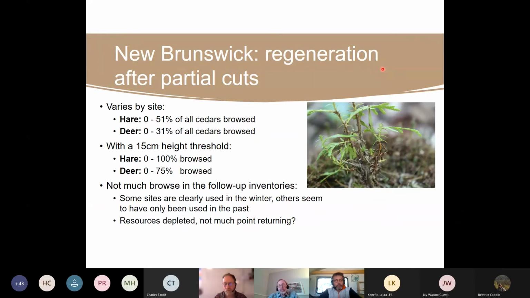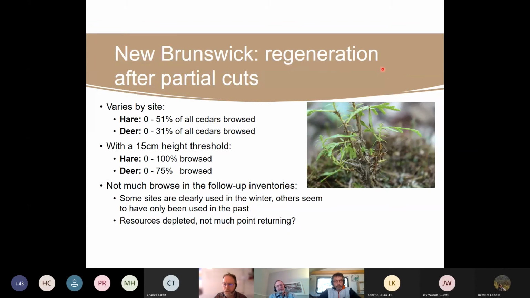And now the second chapter, which is under analysis right now, is regeneration after partial cut. So we went and sampled some operational partial cuts. Roughly, the basal area removal was between 30 and 50%. And we found that the browsing level was quite variable, both for hare and deer, even when we focus above the 50%, 15 centimeter height threshold where we would expect to have more browsing.